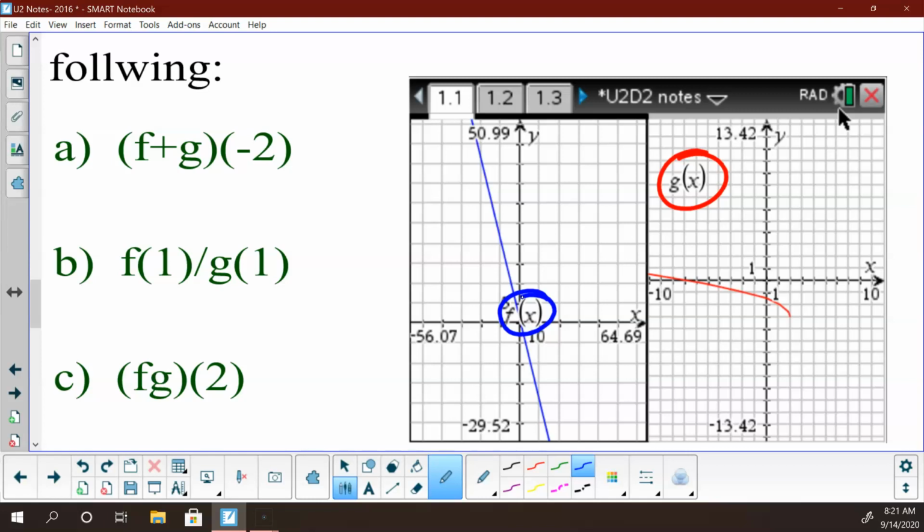Okay, so this one says f plus g of negative 2. So you need to find f of negative 2, and then you need to find g of negative 2, and you're going to add them together. All right, so f at negative 2. 1, 2, 3, 4, 5, 6, 7, 8. We'll go 8.